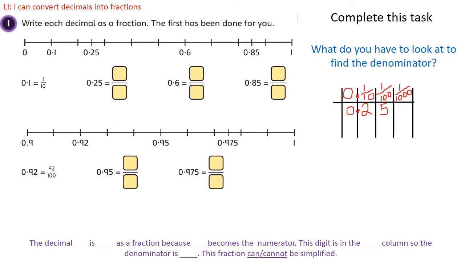So, first of all, our numerator is 25. What's our denominator going to be? Look again at our place value chart. What column is the last digit in? The last digit is in the hundredths column, so therefore our denominator becomes 100.